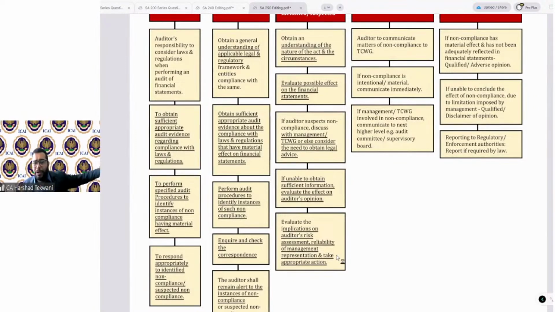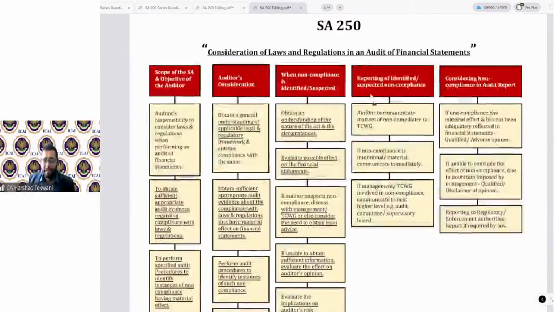So if I'm not able to identify the risk on my opinion, then I need to reevaluate everything. I'm required to communicate non-compliance to those charged with governance. If non-compliance is intentional and material, I need to communicate immediately. If management or those charged with governance are involved in it, then I need to communicate to the next higher level.